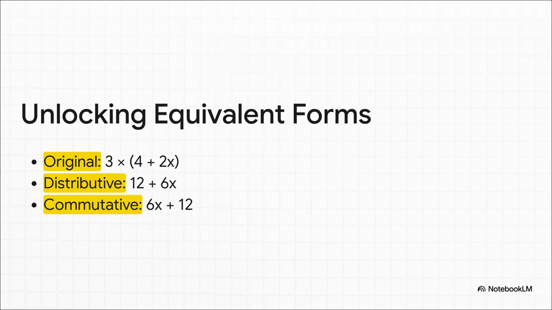So, starting with our original expression, what's the first move we can make? We can distribute. We hand out that 3 to the 4, which is 12, and we hand out the 3 to the 2x, which gives us 6x. So we get 12 plus 6x. But are we done? Not yet. Now we can use the commutative property to just switch the order of those two terms, giving us 6x plus 12. Look at that. All 3 of these expressions look different, but they are all equivalent. That is the power you now hold.